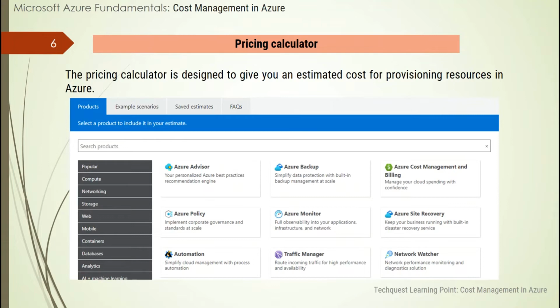With the pricing calculator, you can estimate the cost of any provisioned resources, including compute, storage, and associated network cost. You can even account for different storage options like storage type, access tier, and redundancy.